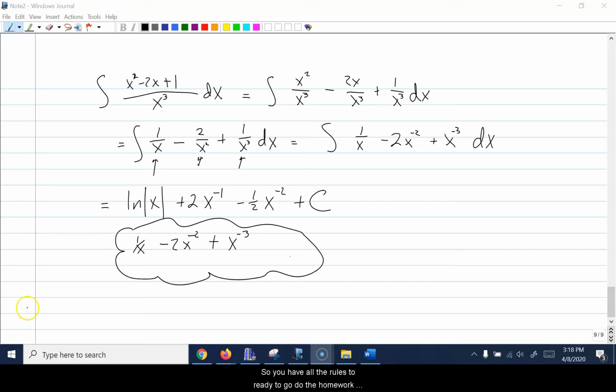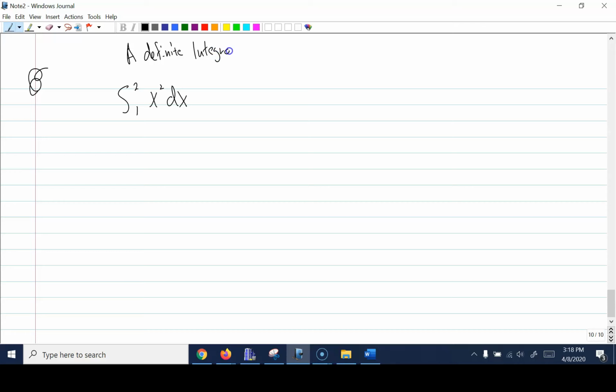So you have all the rules, you're ready to go do the homework. Before I send you off, I want to talk about some big picture stuff about the difference between definite and indefinite integrals. So here's one topic. If I write the integral from 1 to 2 of x squared dx, a definite integral, and I write the integral of x squared dx, an indefinite integral.